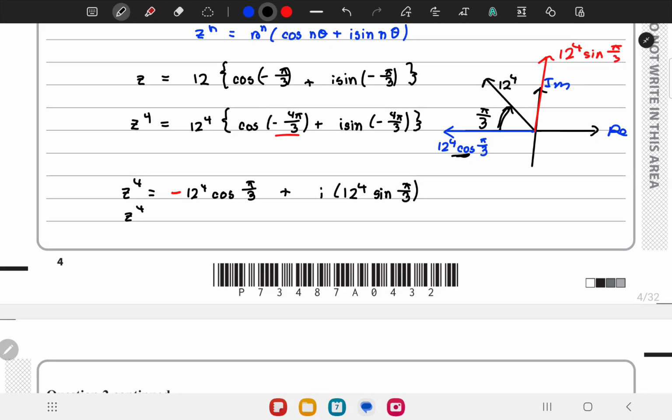From that we'll get z to the power 4 to be minus 10,368 plus 10,368 root 3 i. Cos pi by 3 is half, sine pi by 3 is root 3 by 2. 12 to the power 4 by 2 is 10,368. So this will be 10,368 root 3, since this is also half into root 3.